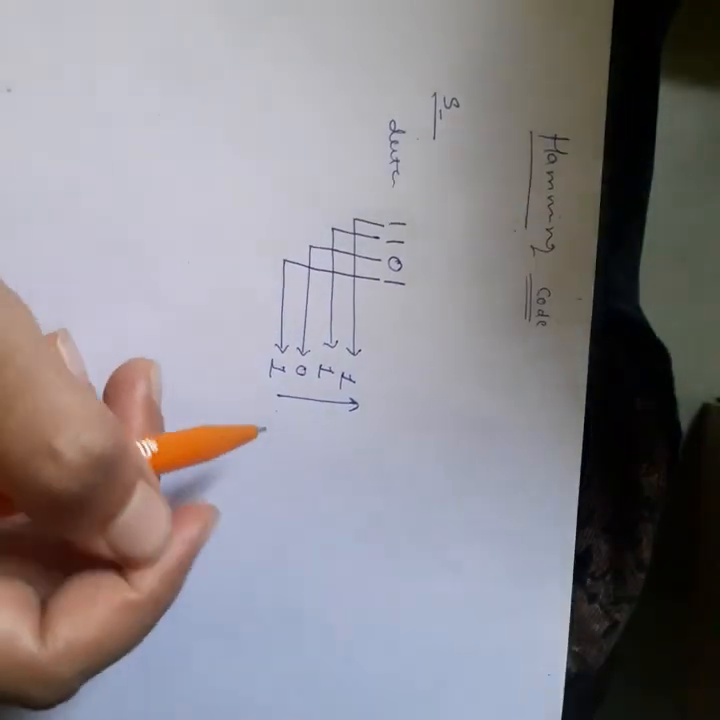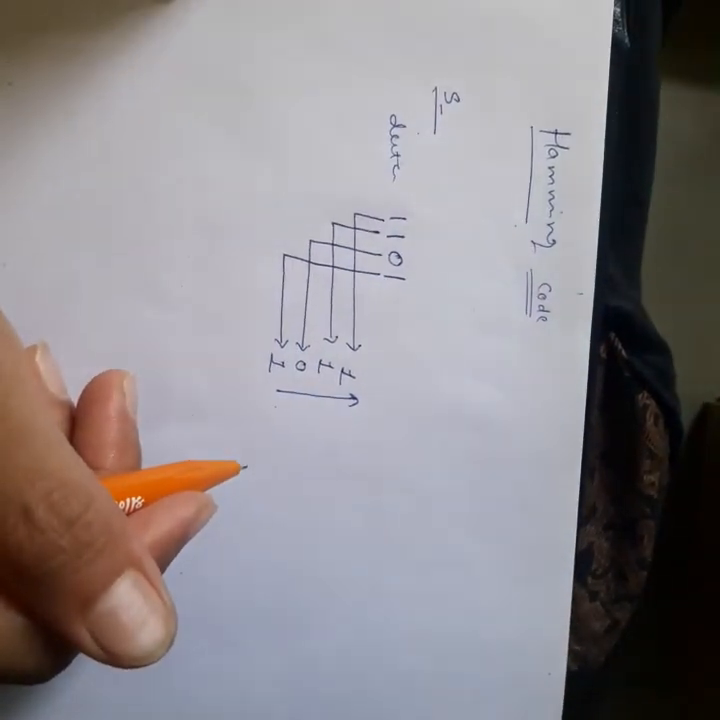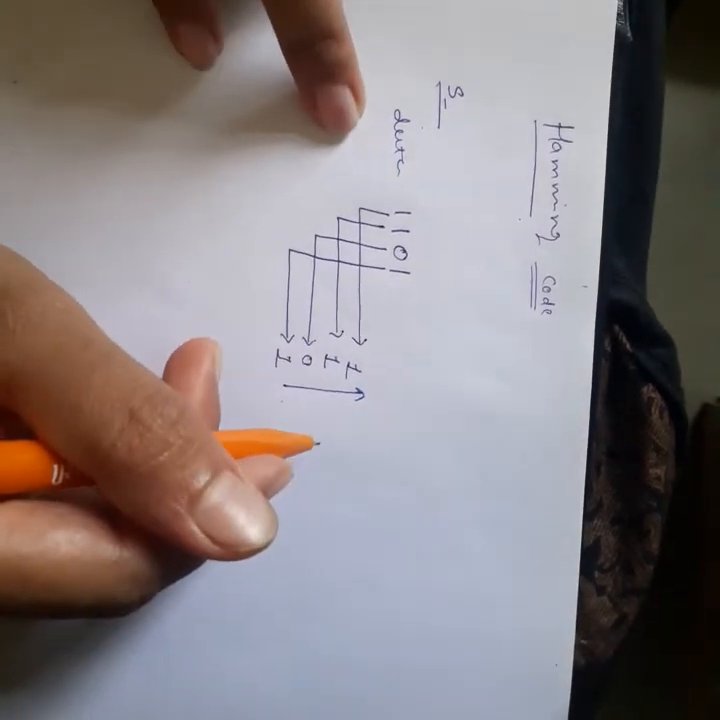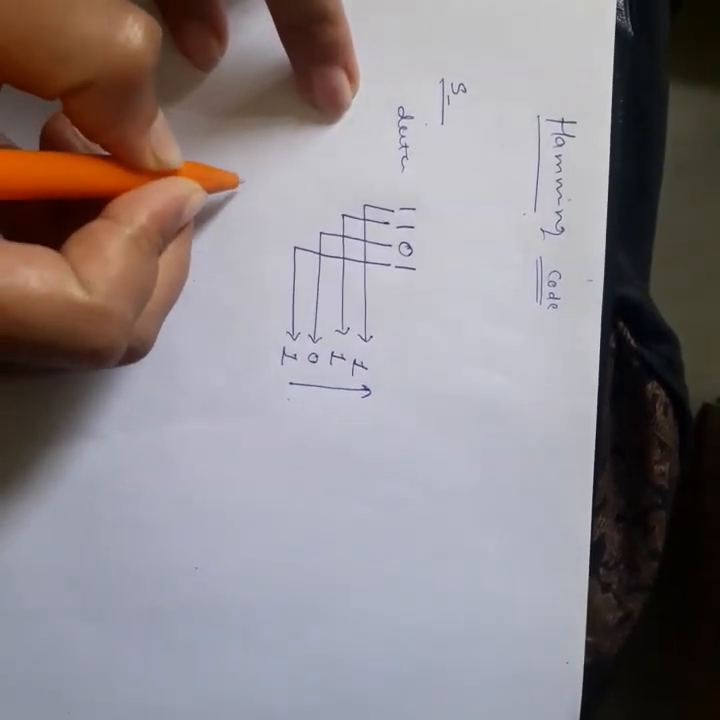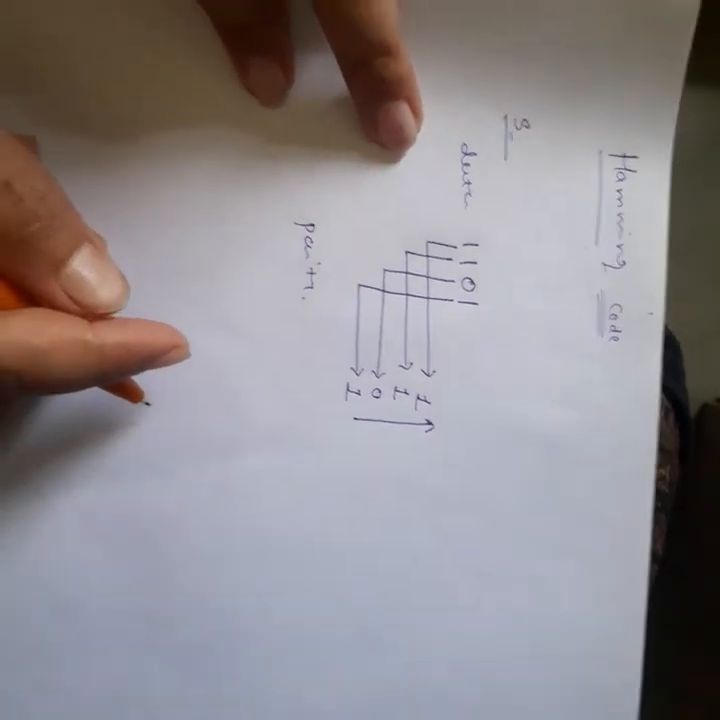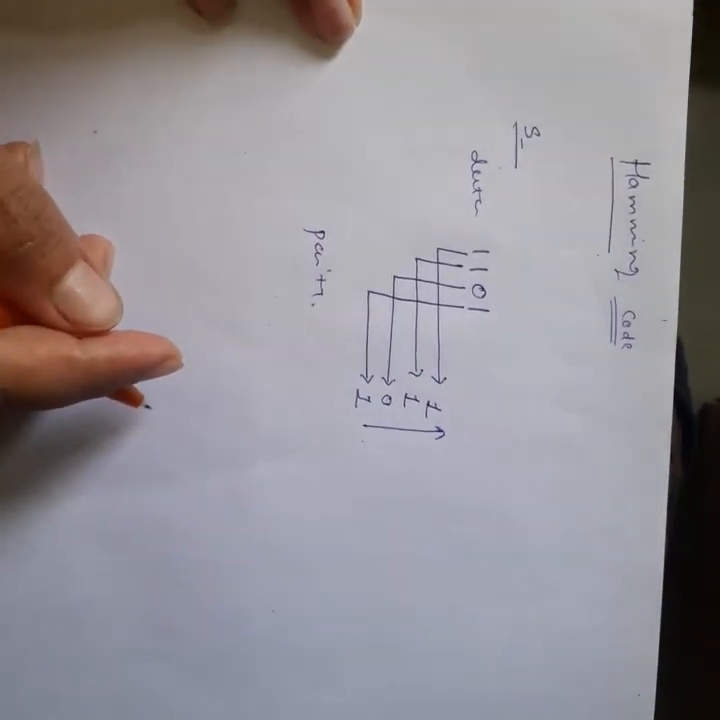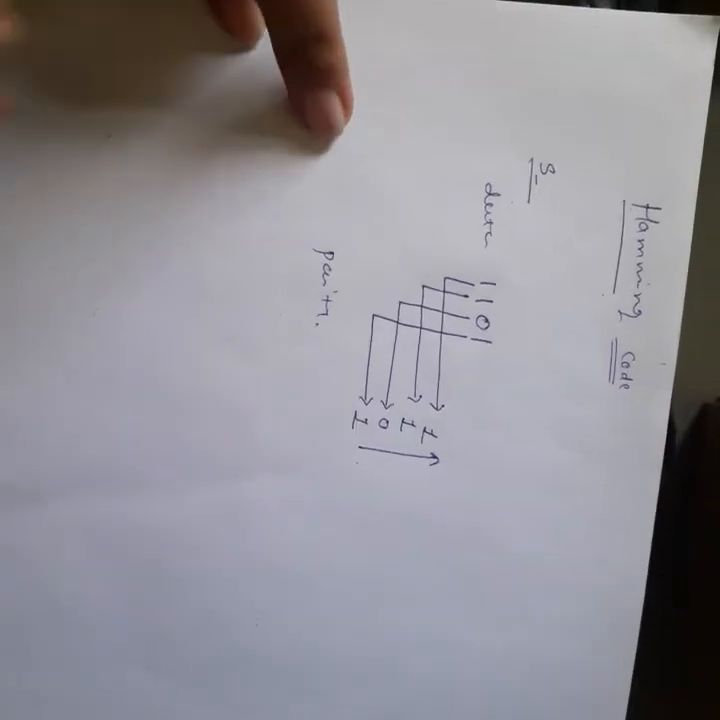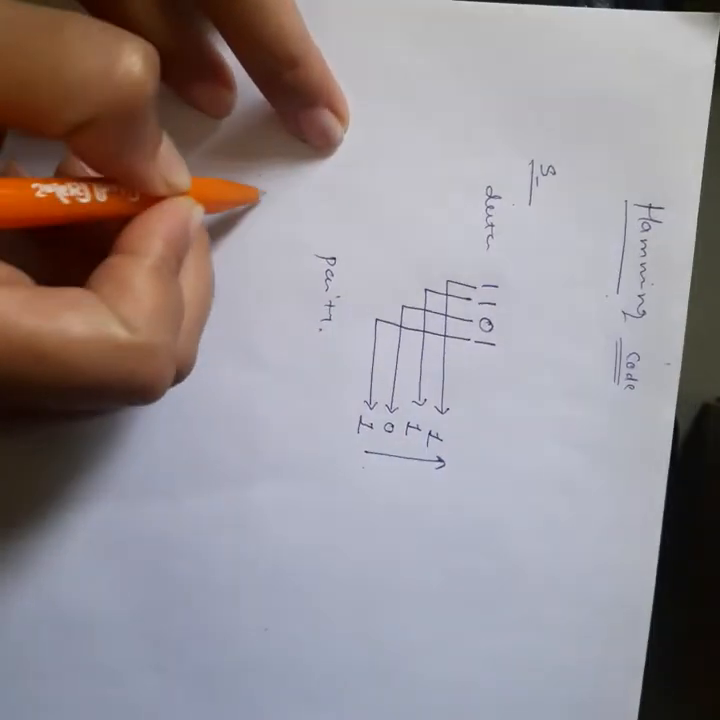Correct? But here in Hamming code, sender is not directly sending data originally. He adds something. That something is what we are calling a parity. He is going to add parity. But the calculation of parity algorithm is quite different over here. So let us see that first of all, we are having a block.